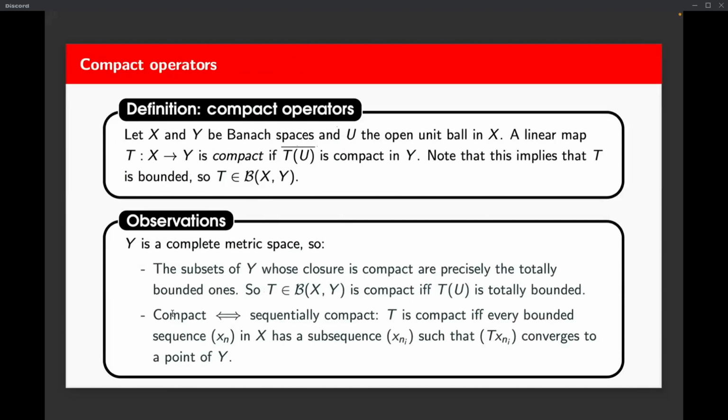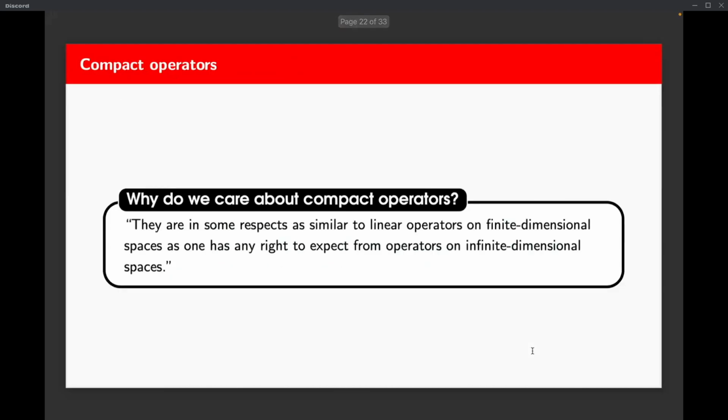And then also in the metric space, we have the characterization that compact and sequentially compact are the same thing, and this doesn't even require completeness. And what does this mean? T is compact if and only if every bounded sequence in X has a subsequence such that the image of that subsequence is convergent to a point in Y. And we'll use that in a number of the proofs, and I have an example at the end where I'm going to use this as well. So keep that in mind.